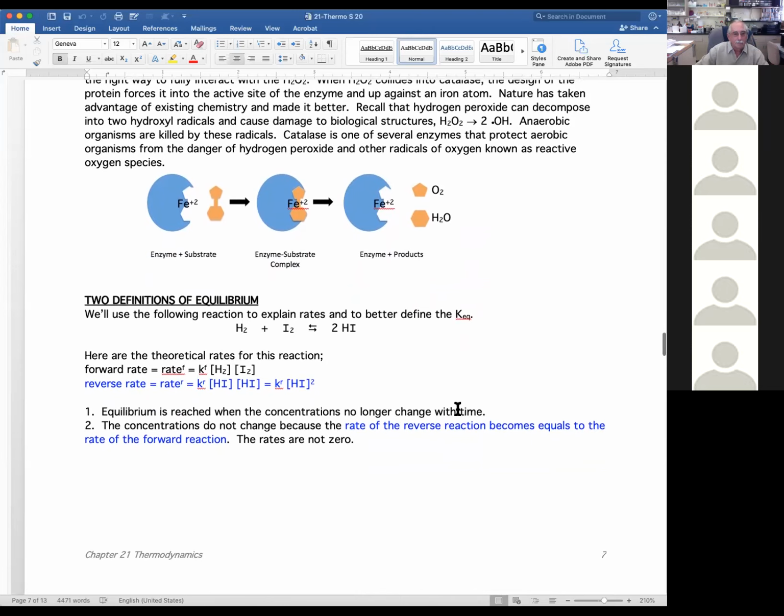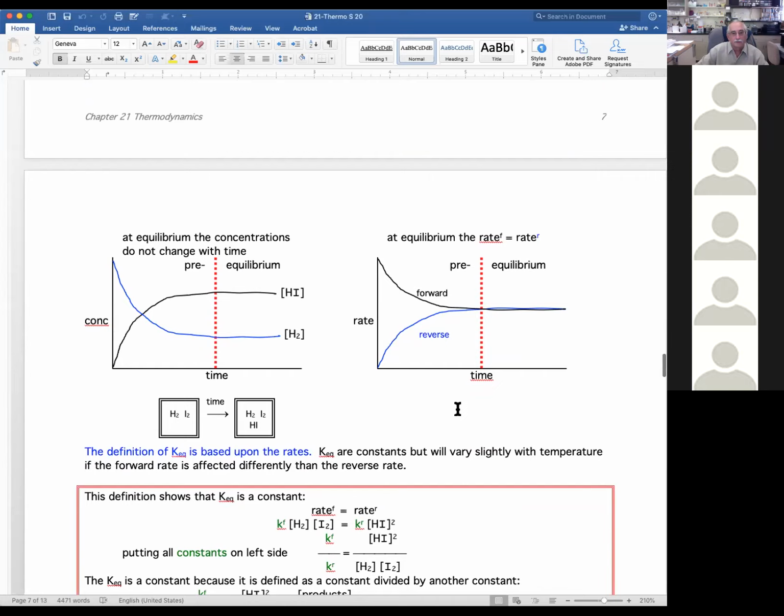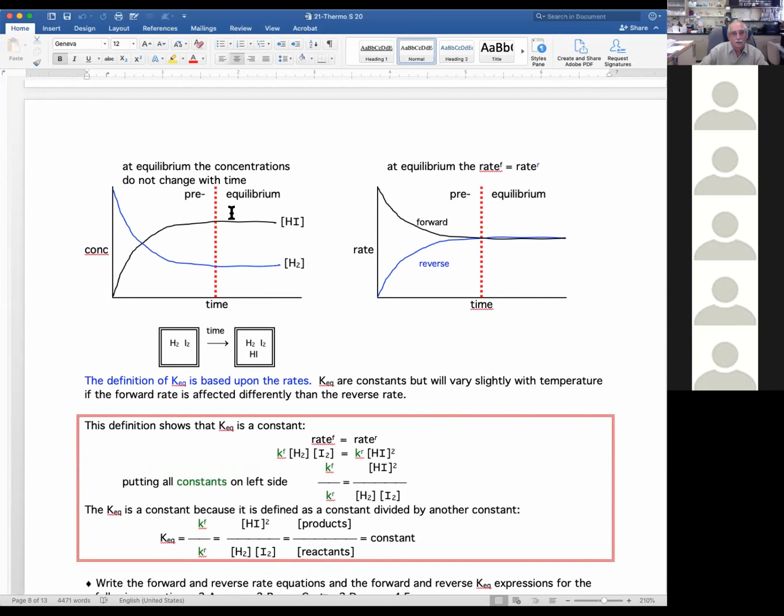What I'm trying to do here is to show you the two definitions of equilibrium. One is that at some point in time, the concentrations of reactants and products don't change with time anymore. But what's in fact happening is that the rate in the forward reaction is decreasing as you run out of reactants, and the rate in the reverse direction is increasing as you make more products available. The point of equilibrium happens when those two rates are the same. That's equilibrium. The rate in the forward direction is now equal to the rate in the reverse direction.